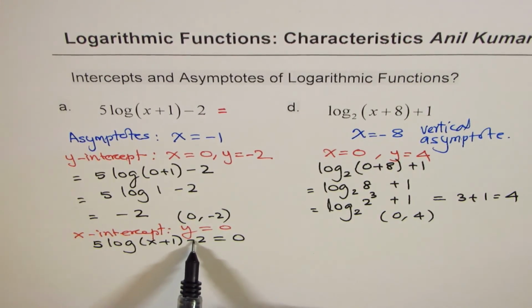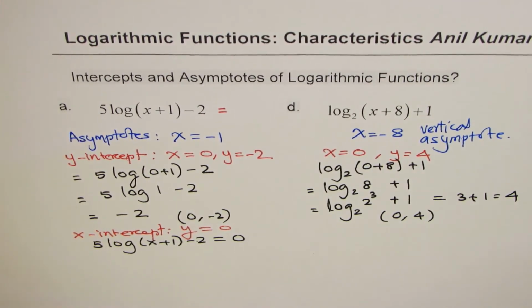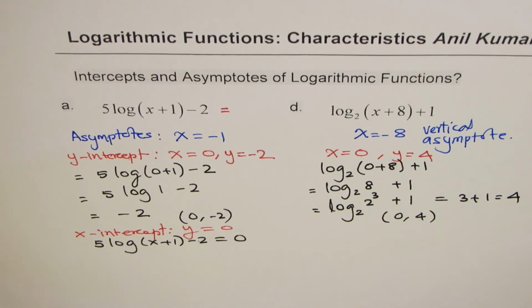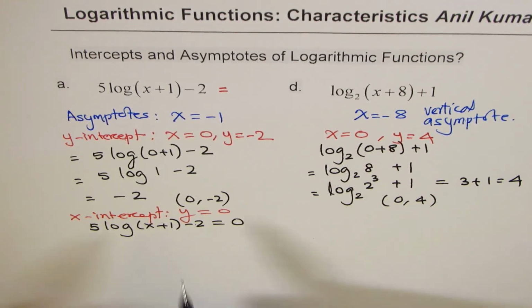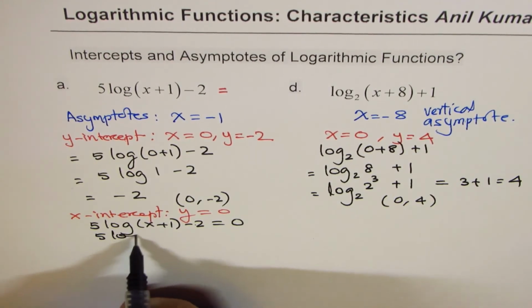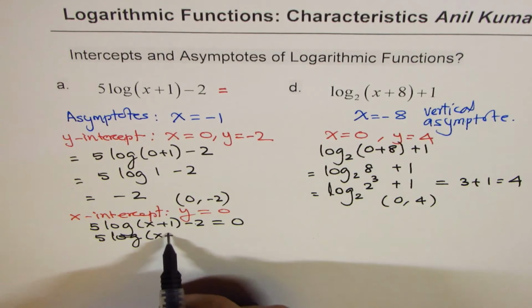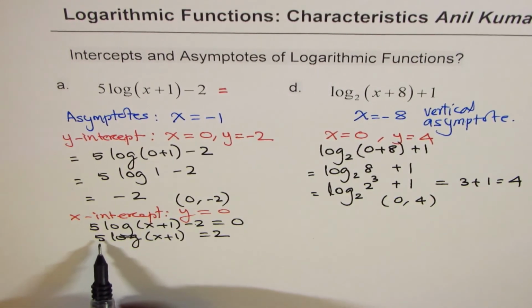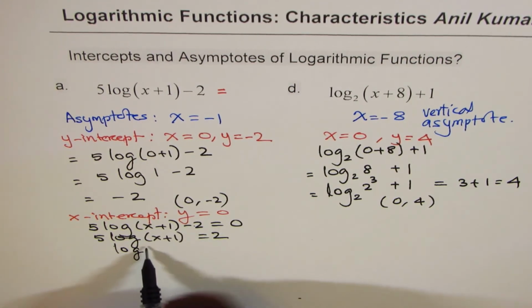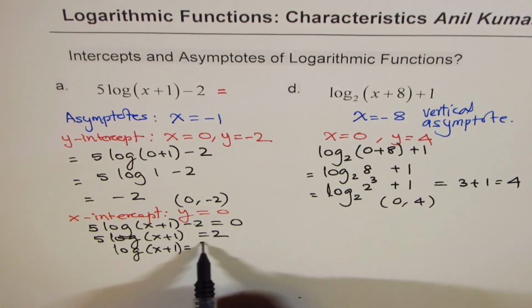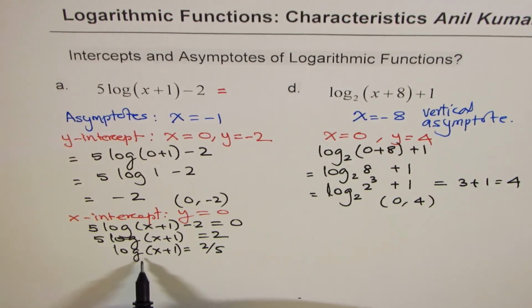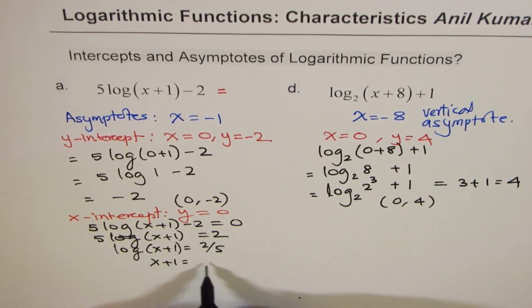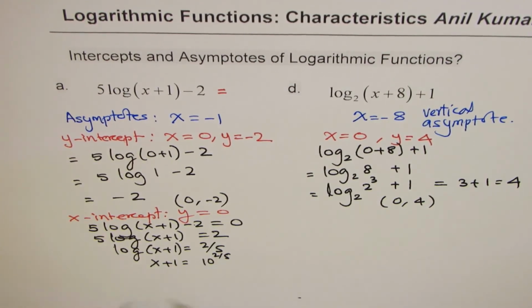To solve for x, we'll take 2 to the right side first. So we get 5 log of x plus 1 equals 2. Then we'll divide by 5, right? We get log of x plus 1 equals 2 divided by 5. This is to the base 10. So we can write this as x plus 1 equals 10 to the power of 2 over 5, or x equals 10 to the power of 2 over 5 minus 1. Do you get that? So that becomes the x-intercept.